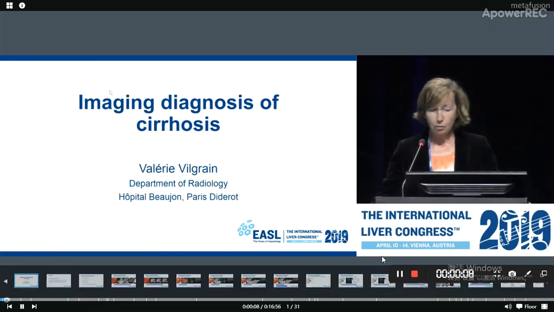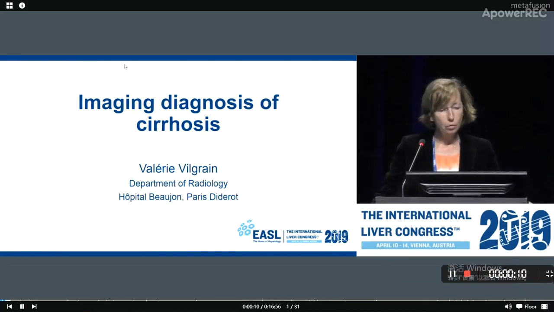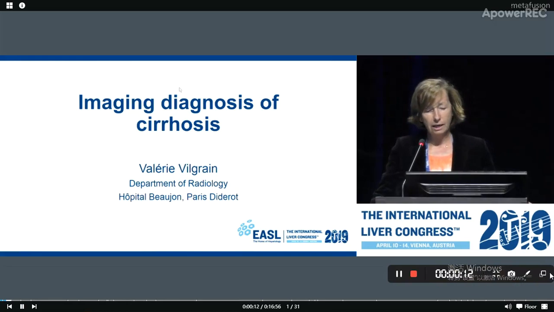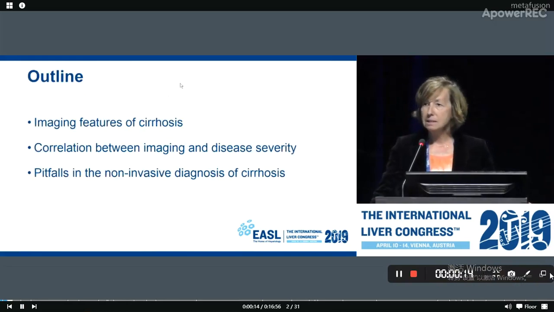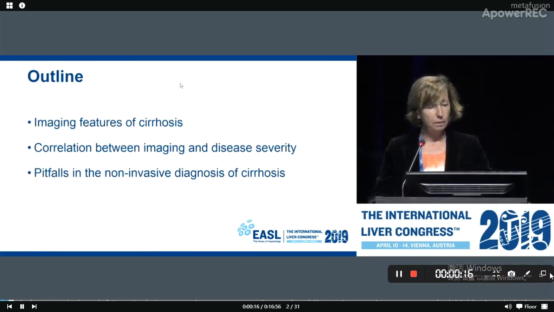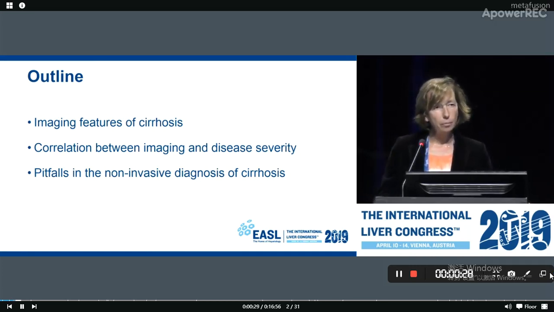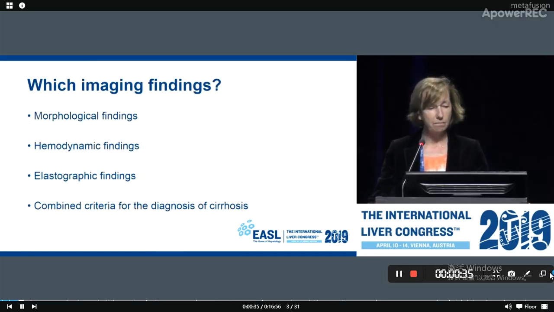So my topic is to see with you the role of imaging in diagnosing cirrhosis. This is the outline that has been given to me, and I will highlight the imaging features of cirrhosis. Correlation between imaging and disease severity will be detailed in the syllabus, and I will end up with some examples showing pitfalls in the non-invasive diagnosis of cirrhosis.